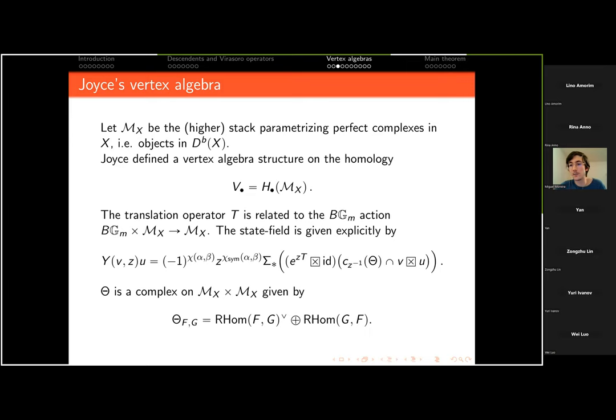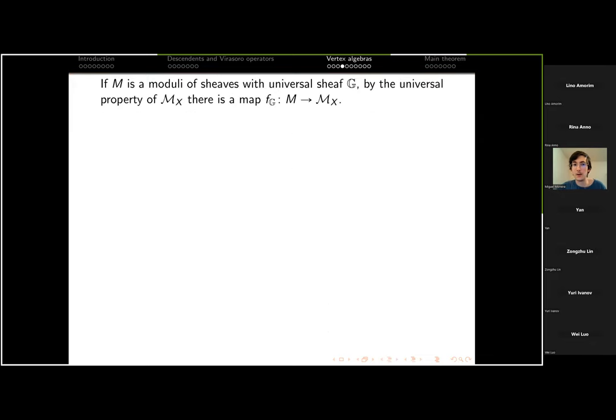And what will happen is that wall crossing formulas will precisely be written in terms of the bracket in the Borcherds Lie algebra associated to this vertex algebra. I'll explain all of this in slightly more detail now. If you have a moduli space of sheaves M and a choice of universal sheaf G, then by the universal property of the stack MX, you get a map from M to MX. And then you can look at the class [M]^vir_G, which is defined as the push forward of [M]^vir via this map.